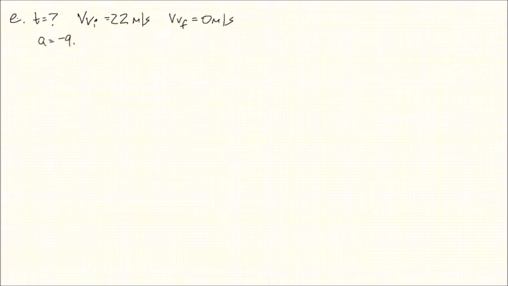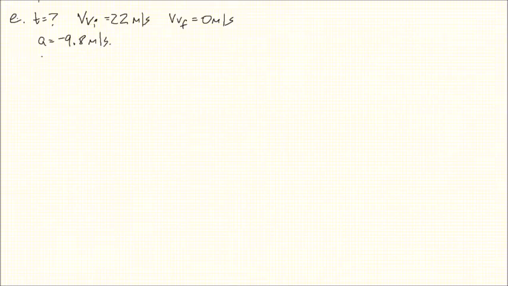Okay, next question. Now we're moving into part E here. How long does it take for an object with an initial vertical velocity of 22 meters per second to reach a final vertical velocity of 0 meters per second, assuming that the acceleration due to gravity is 9.8 meters per second squared? Very much a how high does it go, or how long does it take to get there, in fact. How long does it take to get there?